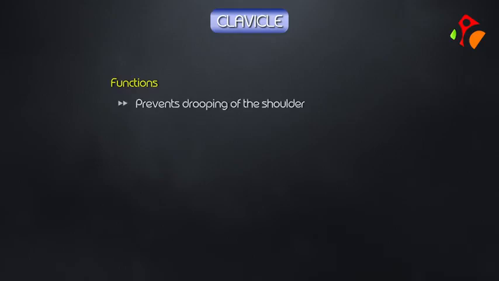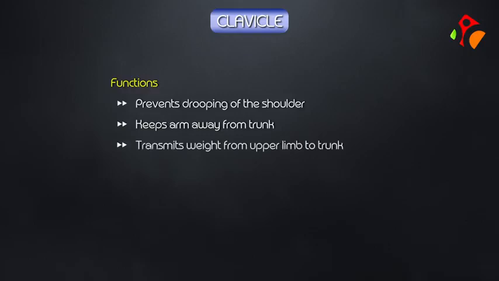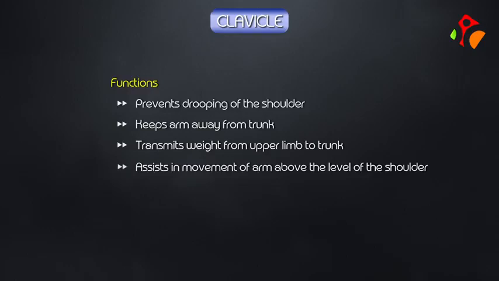It prevents drooping of the shoulder, keeps the arm away from the trunk, which allows it to swing freely without coming in contact with the trunk, transmits weight from the upper limb to the trunk, and assists in movement of the arm above the level of the shoulder.